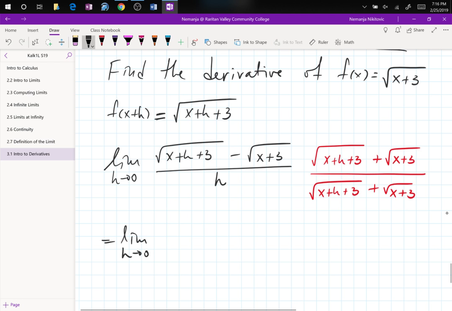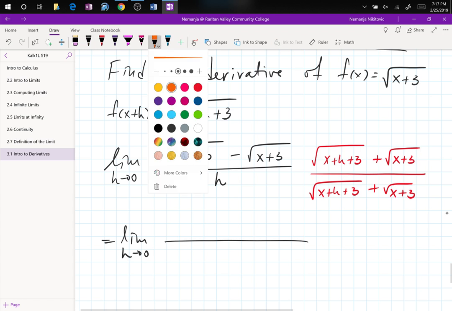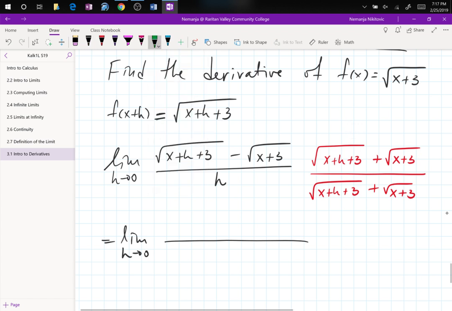Let's do this algebra. Right? So what do we have in the numerator? We have a difference of squares. If you remember the formula where a minus b times a plus b is a squared minus b squared. That's exactly what we have there. Your a is the first square root, your b is the second square root, and then you have a plus b.